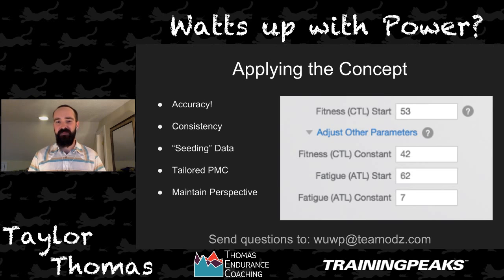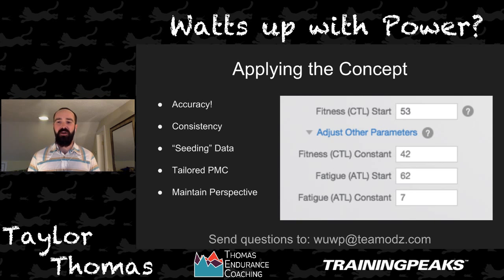Tailoring the PMC. So the great thing about the performance management concept and ultimately the performance management chart is that you can tailor the metrics and those constants that I talked about. So you see here on the slide, we have a fitness CTL constant of 42. We have a fatigue or an ATL constant of 7. Remember, those are days. So based on how fast or slow you accumulate fatigue, how quickly you accumulate or gain fitness.